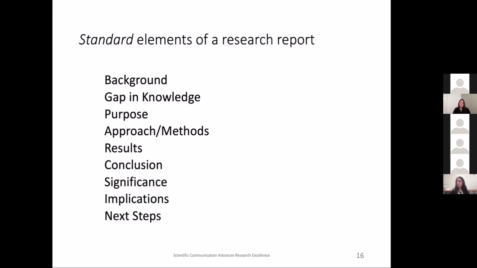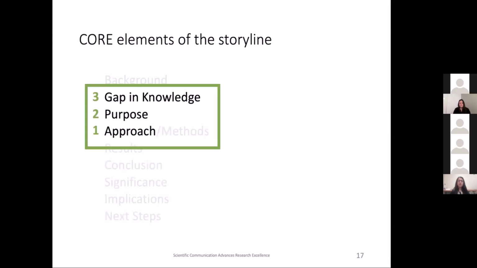So this is what would be considered the standard elements of a research report. You've got the background, the gap, the purpose, the approach, results, conclusion. All of this, I think, will be very familiar to most of us on this call here. But this is a lot, right? So how do we use the new approach to writing and this exercise that we just talked about? We're going to focus on 3 things. We're going to focus on the gap in knowledge, the purpose, and the approach.